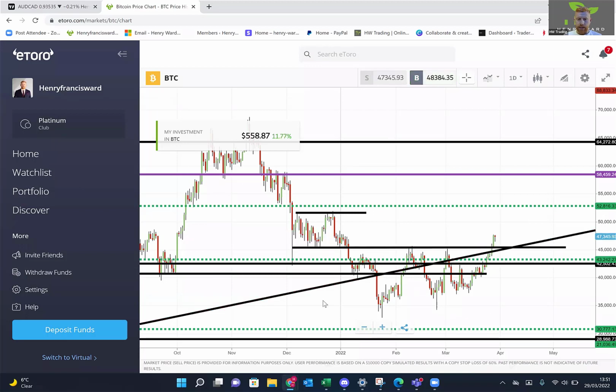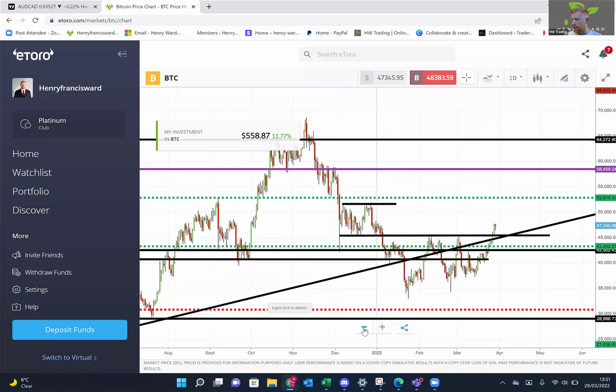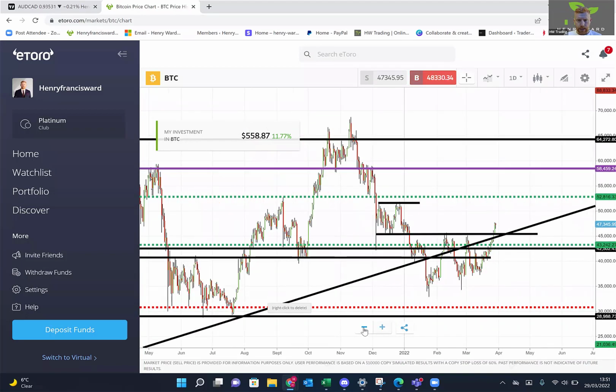Now, the question is how much upside this has. It depends on what sort of momentum we have here. Will it hit this level here, which is the 52K? Will it hit the 50 grand mark and then come back down? Will it now drop down through these?